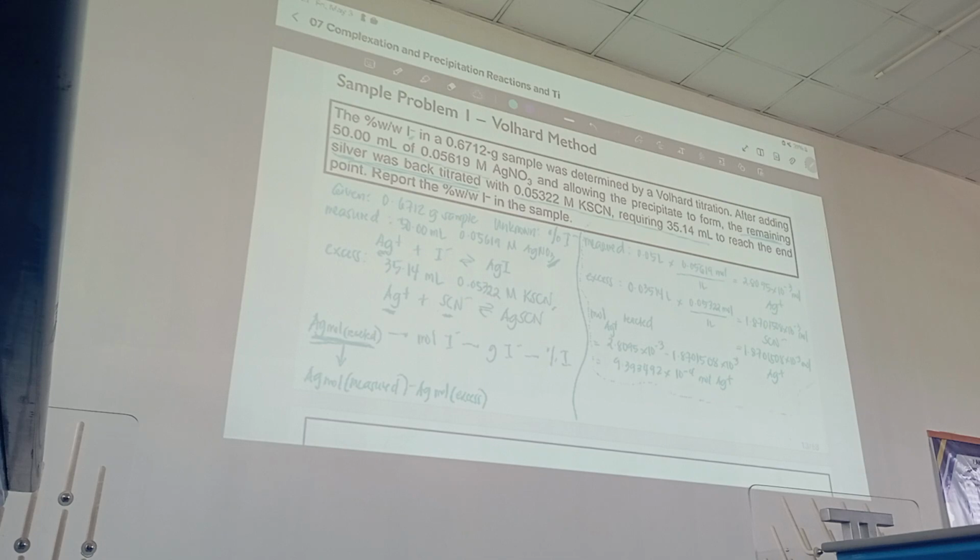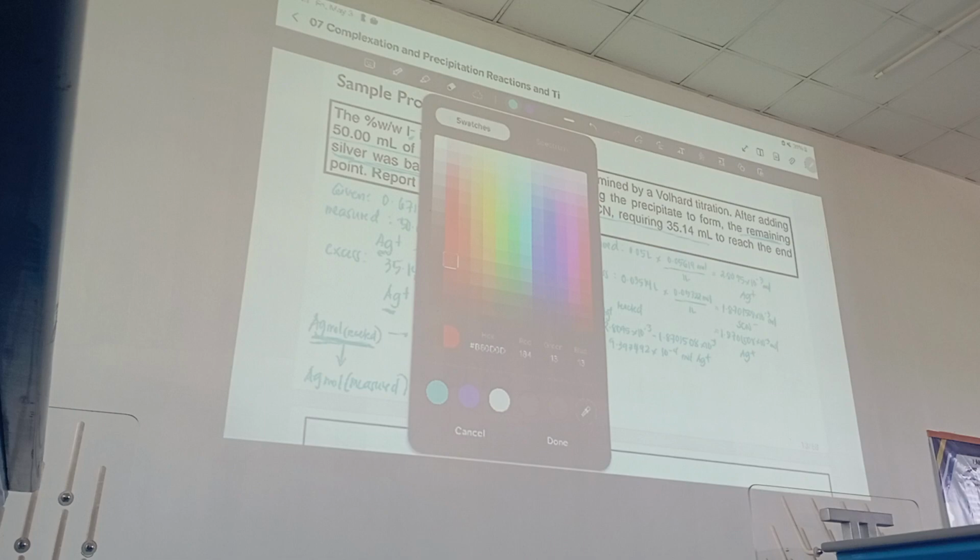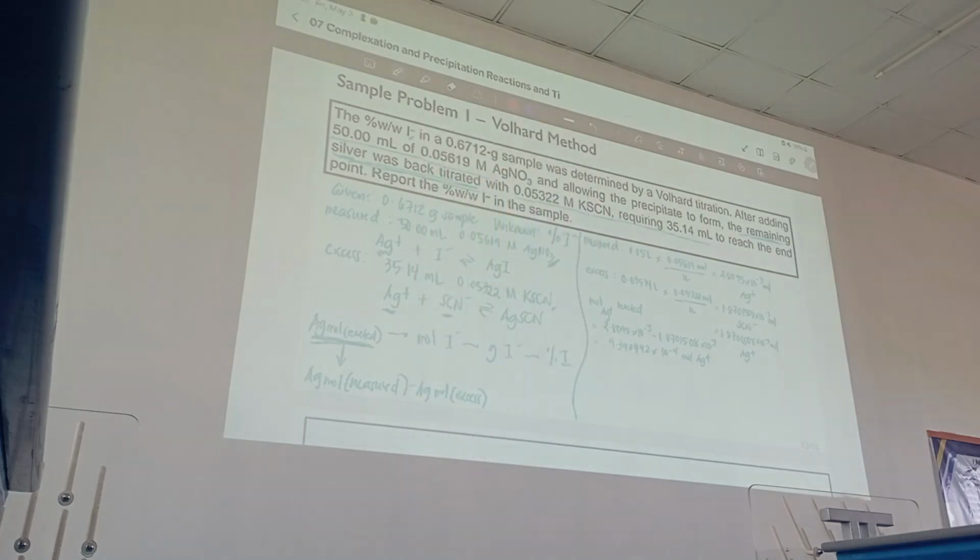Sir, minus ninyo siya kasi mag-back titrate man yun. Tama na eh. 40 degrees Celsius. Okay na? Wala, okay na? Okay.